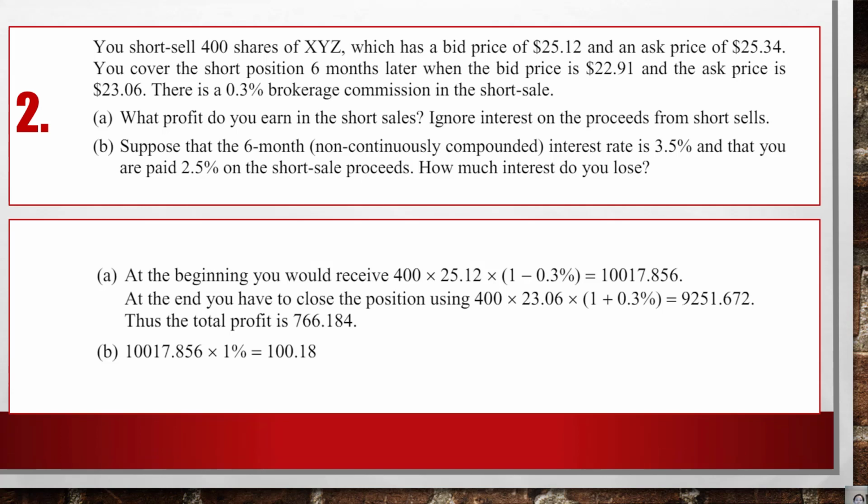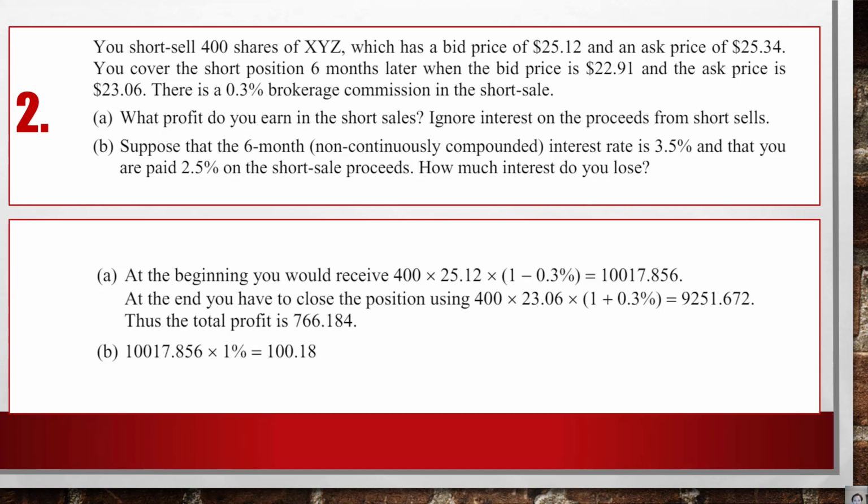You short sell 400 shares of XYZ, which has a bid price of 25.12 and an ask price of 25.34. You cover the short position 6 months later when the bid price is 22.91 and the ask price is 23.06. There is a 0.3% brokerage commission in the short sale. What profit do you earn in the short sale? Ignore interest on the proceeds from short sales. Then suppose that the 6-month non-continuously compounded interest rate is 3.5% and that you are paid 2.5% on the short sale proceeds. How much interest do you lose?